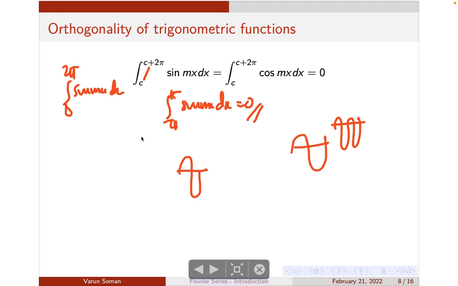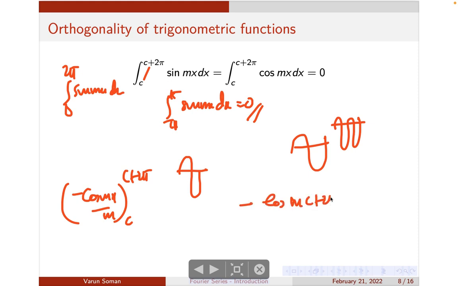So when you integrate this quantity, what is it? It is basically minus cos mx by m in the limits c to c plus 2 pi. So it becomes minus cos m(c plus 2 pi) by m again plus cos mc by m. Now this will become minus cos(mc plus m into 2 pi). Basically 2 pi m is the period, so this will become simply minus cos mc by m, so it will be cancelled out, so you will be getting the value as 0.